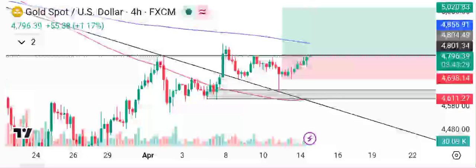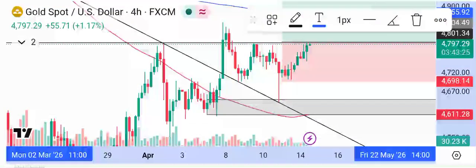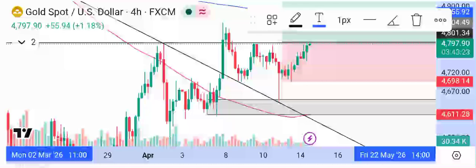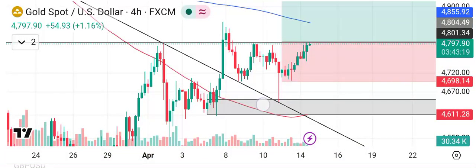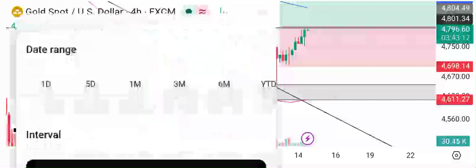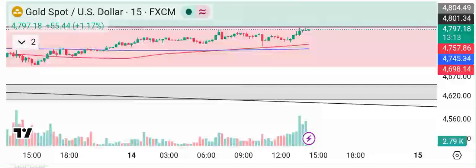So now we can see, excluding this wick, that this is like a double bottom here, and the wick is just like a liquidity and a mitigation on the demand zone. So now we go down to the 15 minutes time frame to pick entries.